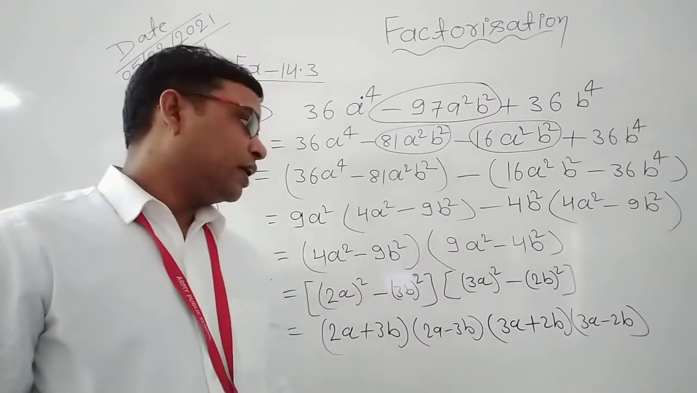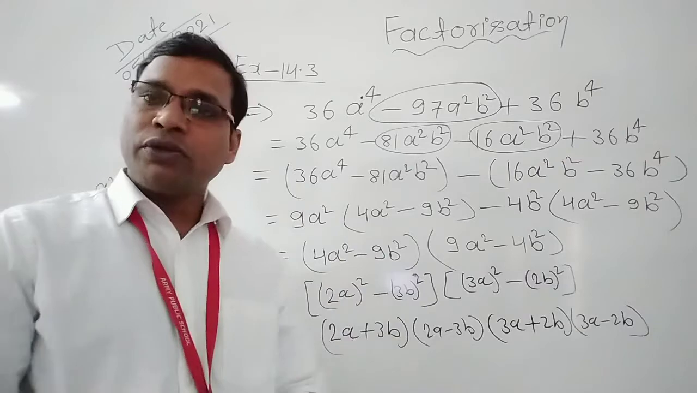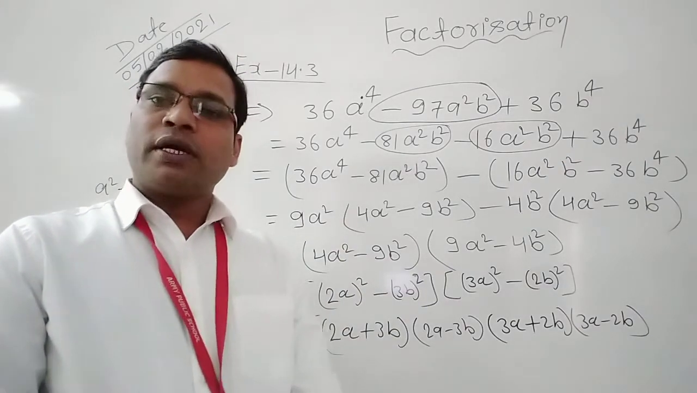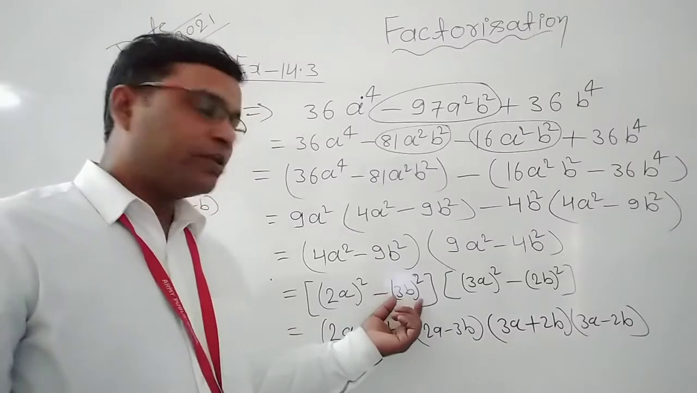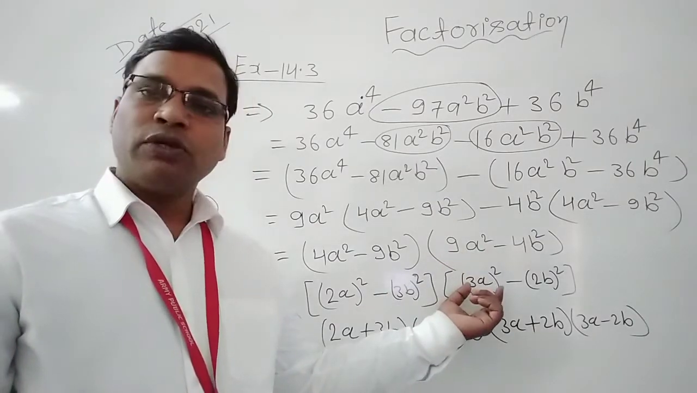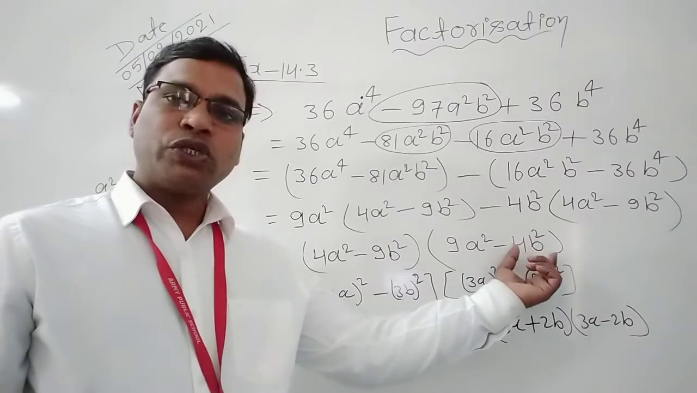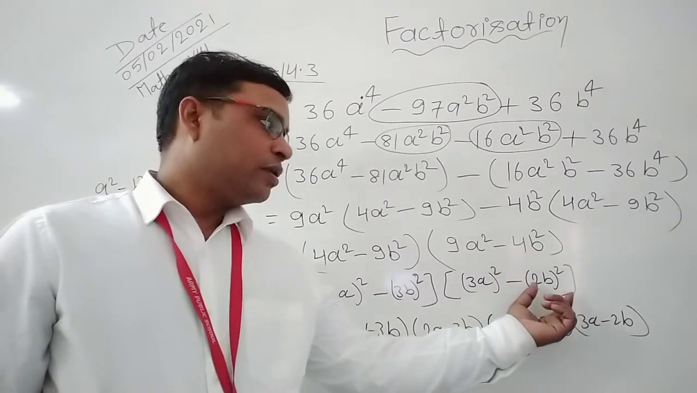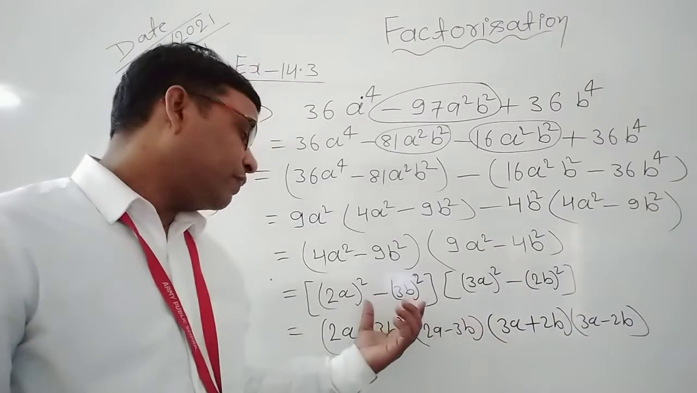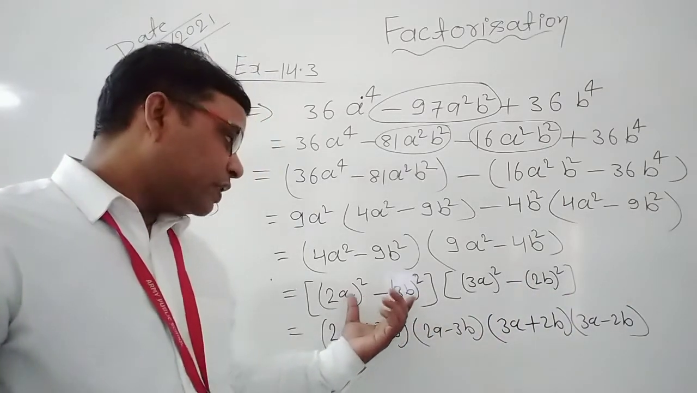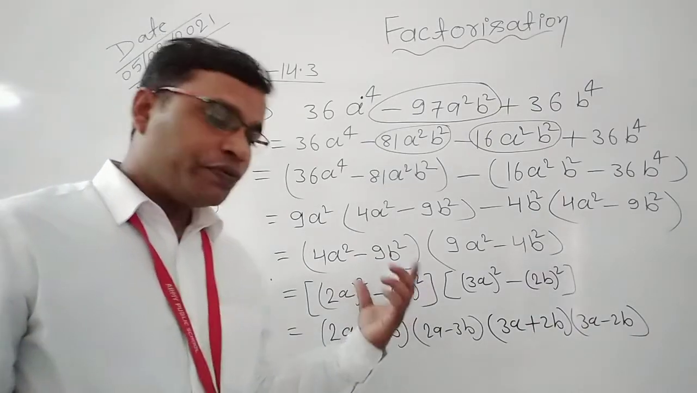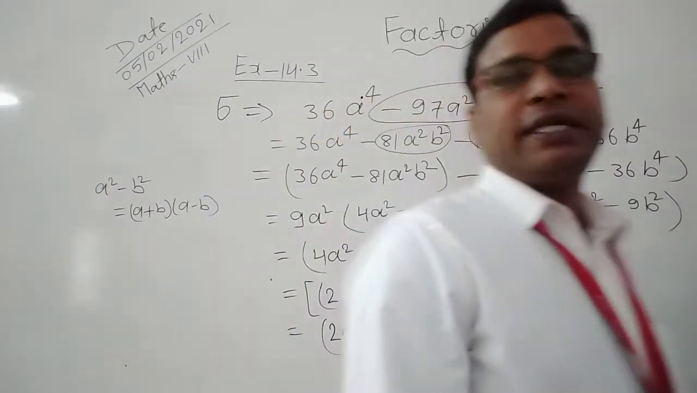This is clear. Now, 4a square we can write as whole square of 2a, 9b square as whole square of 3b, 9a square as whole square of 3a, and 4b square as whole square of 2b. This is clear. Here you can see this is a difference of two squares, so we use the third identity here.